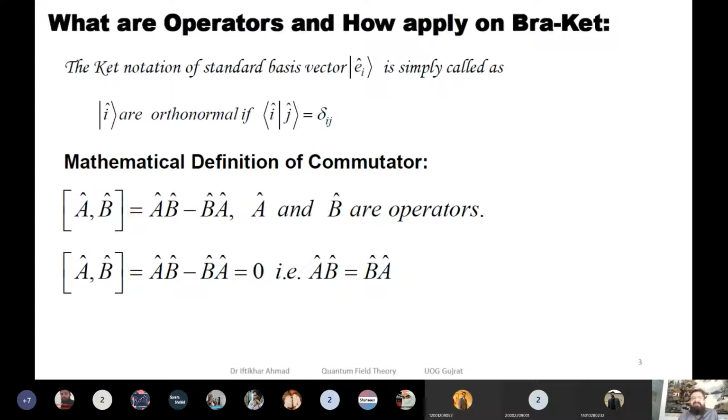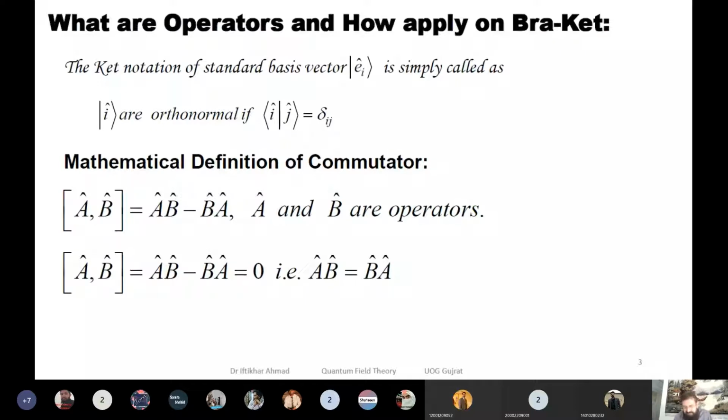The ket notation of a standard basis vector is written in this form, simply called I. We can write ket of e_i is equal to simply |i>. And the bases are orthonormal if the inner product <i|j> is equal to delta ij.